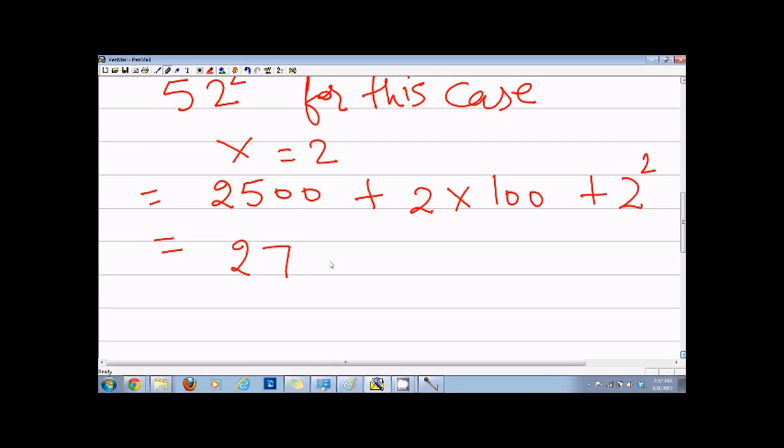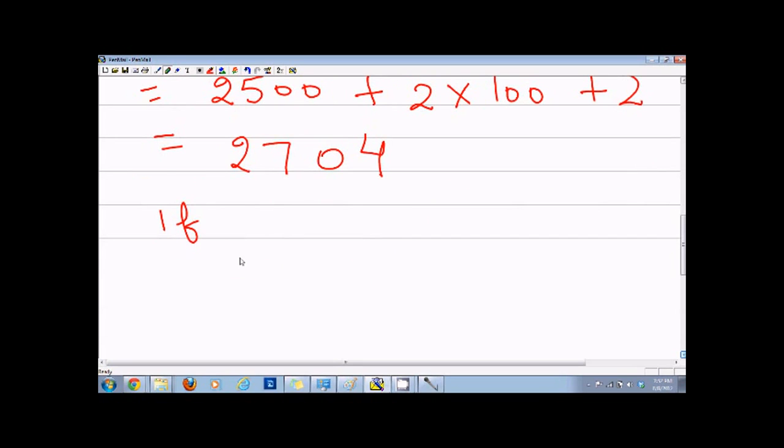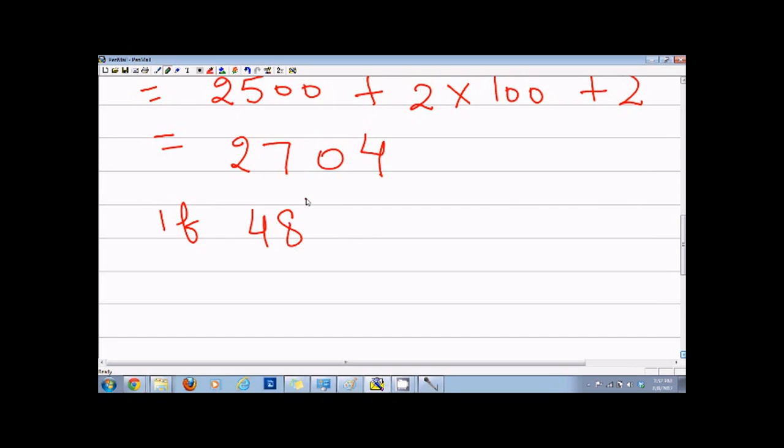2704. And similarly, if we have 48 squared, then x is equal to minus 2, and then instead of adding 2 here we will be subtracting 2, so we'll have 23, and then the square doesn't matter whether it's negative or positive, so the answer will be 2304.